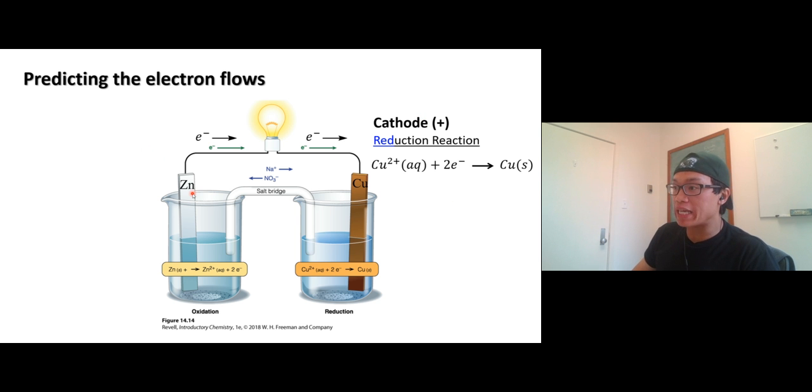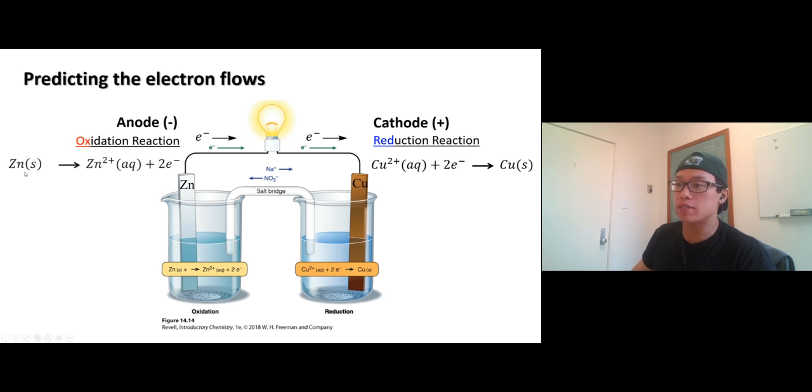On the left side, zinc metal loses electrons and becomes zinc ion. So there's an oxidation reaction, an increase in oxidation number. That's the anode. Zinc becomes zinc 2 plus and goes into the solution, and two electrons come out. So oxidation occurs at the anode, and reduction occurs at the cathode.